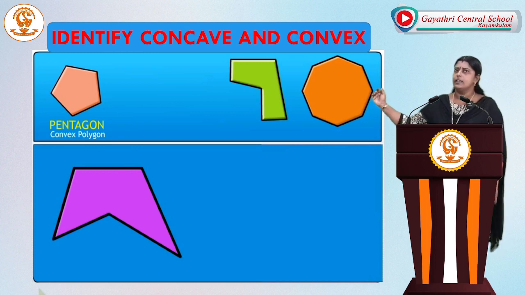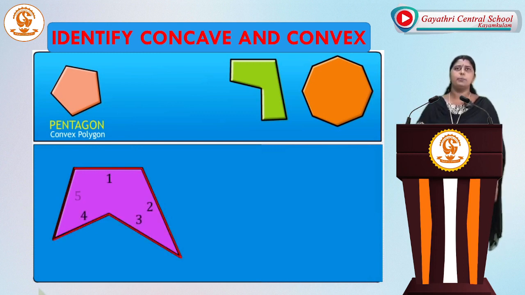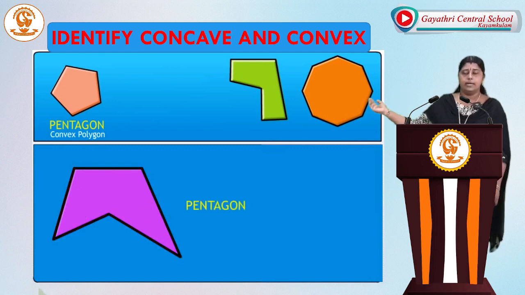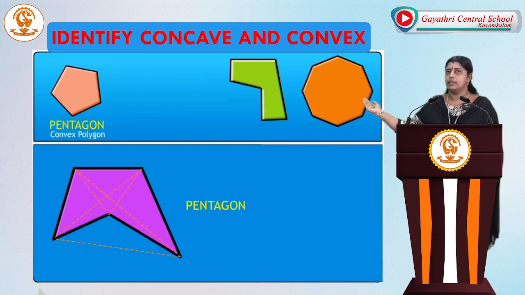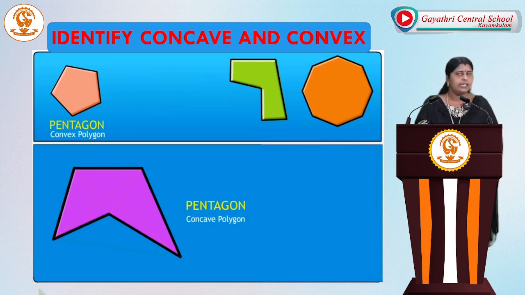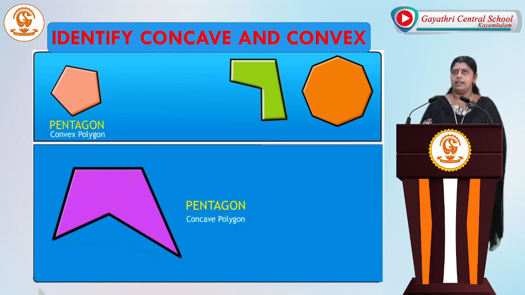Let us take the second figure. It is also a 5-sided polygon. It is also a pentagon. But here, when we draw the diagonals, we can see one diagonal. Can you see one diagonal in the exterior part? Yes, here one diagonal is in the exterior part. So which type of polygon is this, concave or convex? It is a concave polygon.